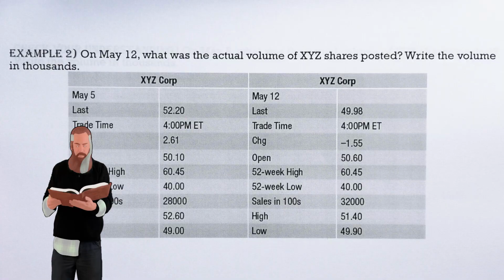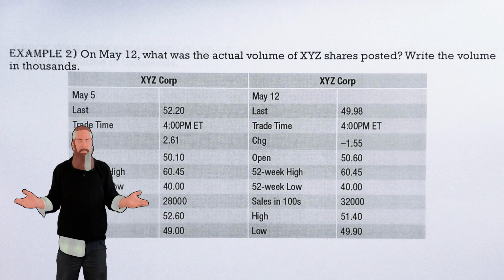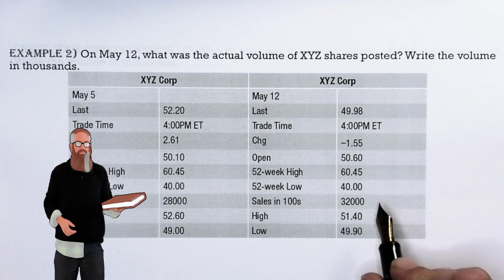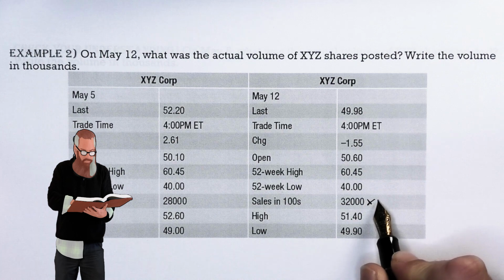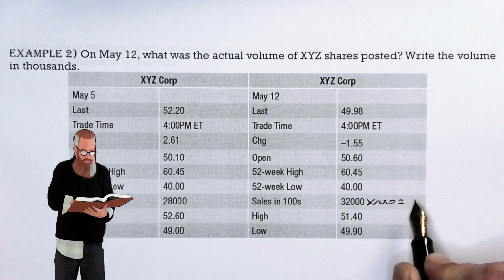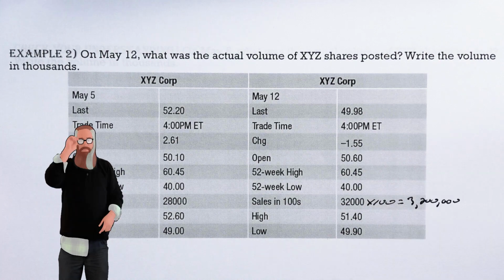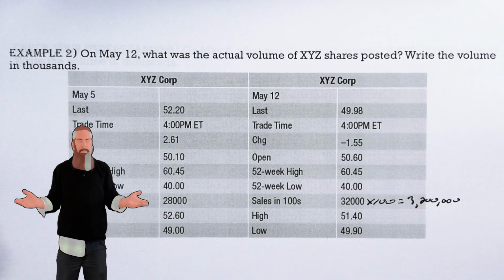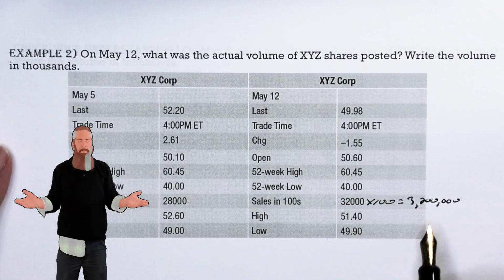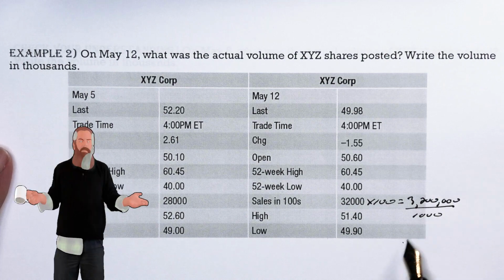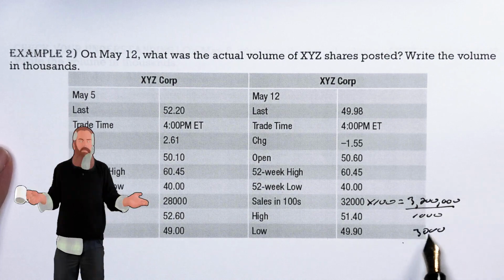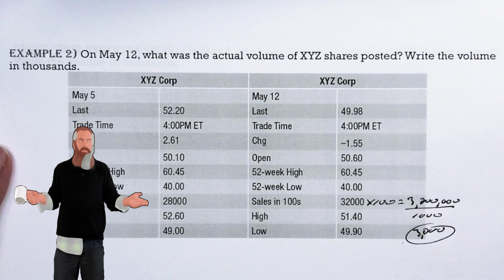Now sales in the 100s indicate volume. Because volume is in 100s, the number of groups of 100 shares is 32,000. So we can multiply that 32,000 by 100, giving us 3,200,000. But we want to give the volume of sales in the thousands, which means we're going to divide this by 1,000. This is going to give us 3,200 as our volume of sales.